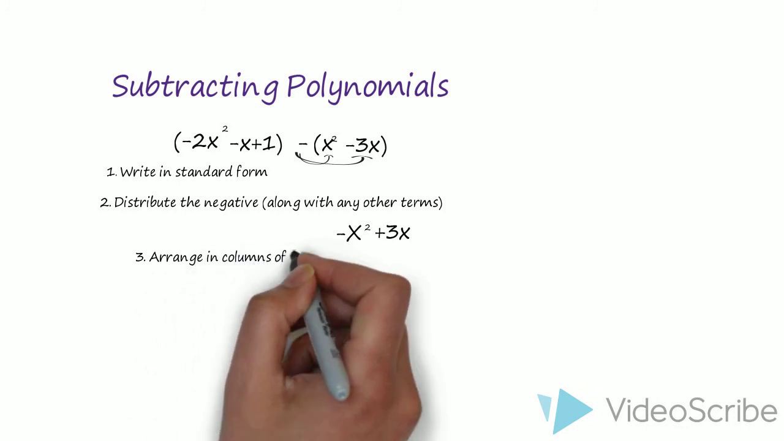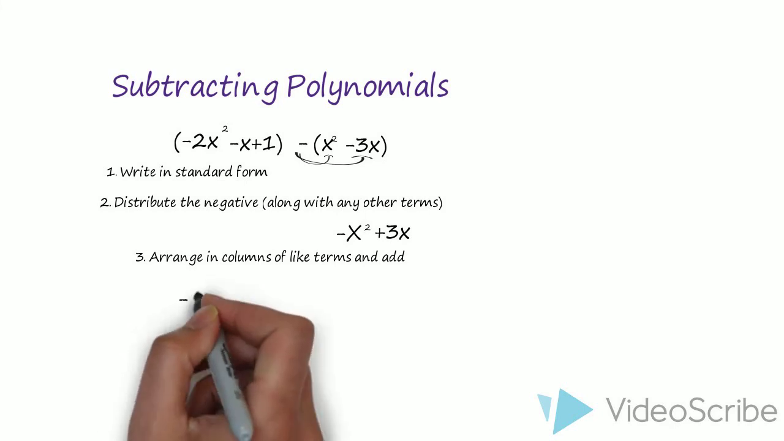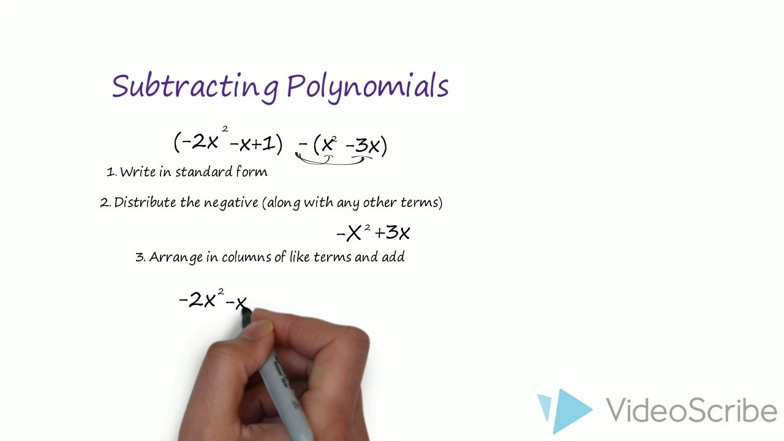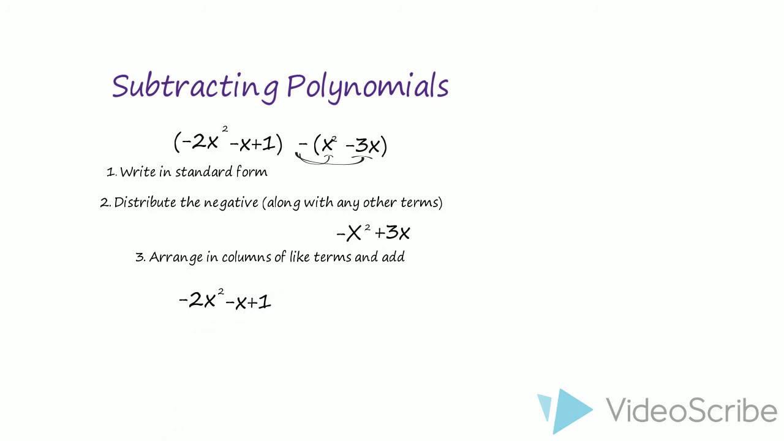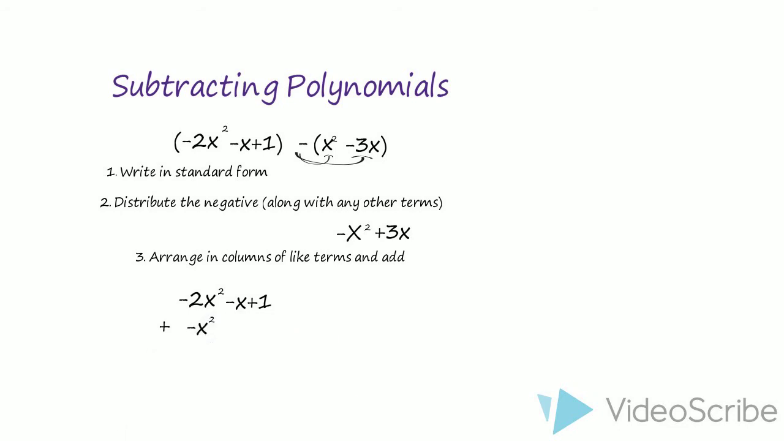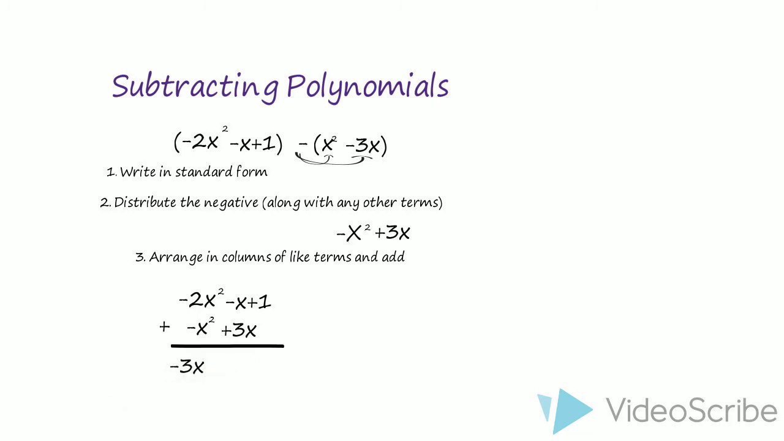Now you have to arrange it in columns of like terms and then add. You have to write like-term columns so the like terms line up. So then we write it out. This time it's plus because we already dealt with the negative. So then we write what we get when we distribute the negative. We combine them. Negative 2x squared minus x squared becomes negative 3x squared. X plus 3x becomes 4x, and the 1 drops.